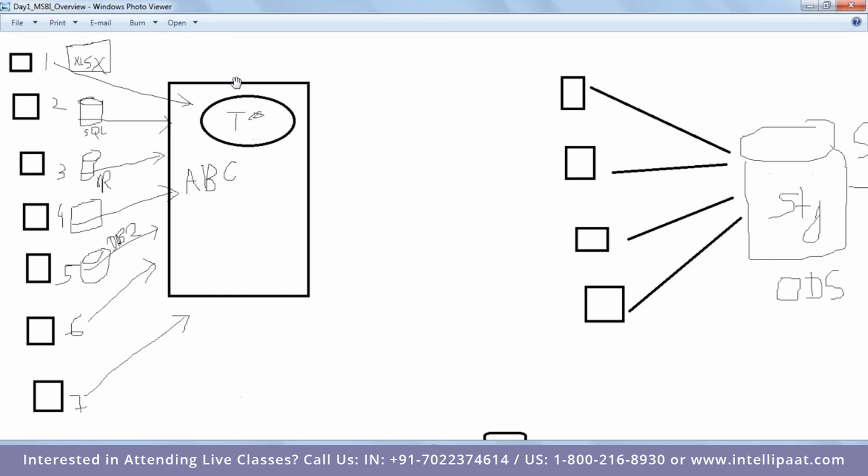So what does the E stand for? E stands for the extract, where you're extracting data from the source. The T stands for the transformation, where you're performing some kind of transformation on your data, and finally the L stands for the loading, where you're loading the data into that common destination that we were mentioning here, which is in our case we're taking the example of a SQL Server.